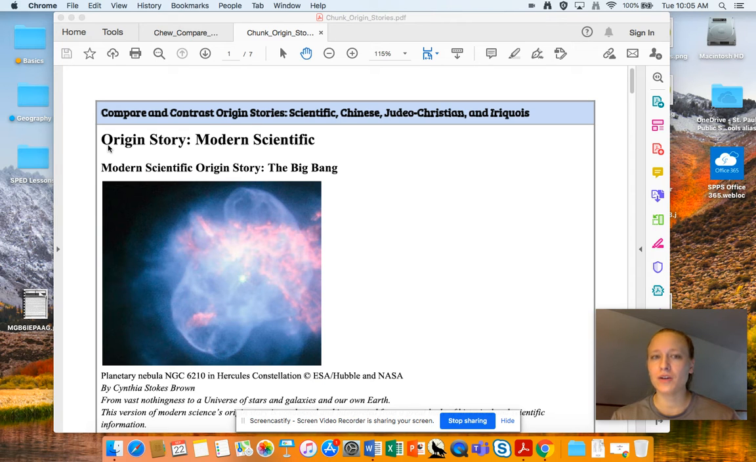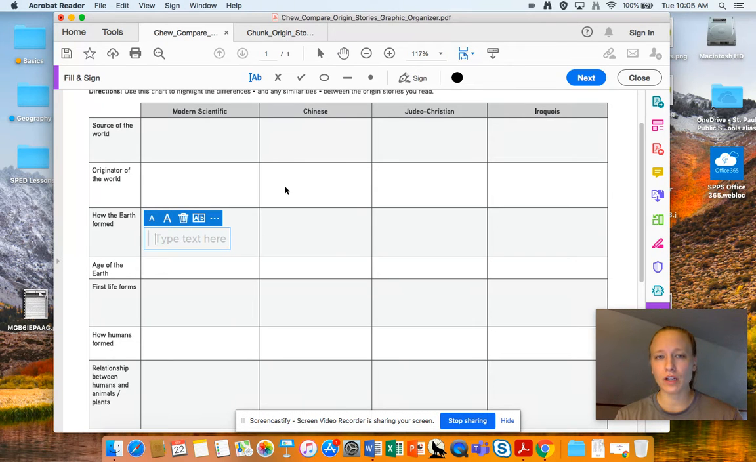Hi, we are going to work on the assignment together. Your job is to read 4 origin stories, so stories of how the world began, and fill out this graphic organizer based on what you read for the 4 origin stories. We're going to do one together, so then you need to do that on your own graphic organizer and then do the other 3 by yourself, and then that is what you turn in.